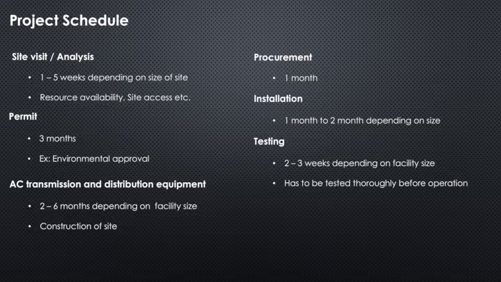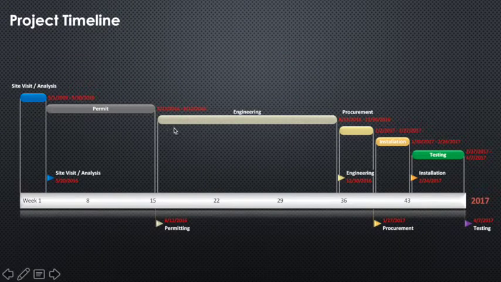The last phase, which is known as testing, takes about 2 to 3 weeks depending on the complexity and the size of the facility. And this has to be done before letting the plant go into regular operation, in order to ensure safety. Here you can see the project timeline. And we should be able to complete all of our work and start operation by June 2017.